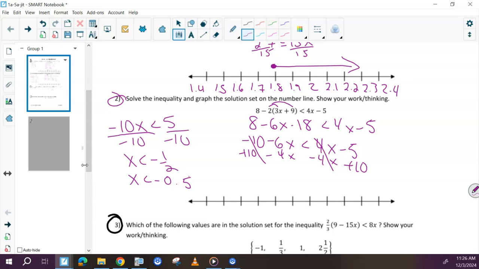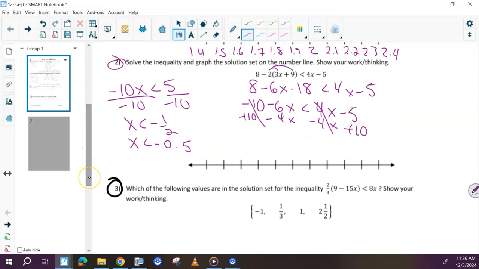So again, you can put these however you want. Let's say I was just using whole numbers. -2, -1, 0, 1, 2, 3, 4, 5, 6, 7, 8. You could have also used fractions, decimals, however. -0.5 would be in between 0 and -1, so somewhere here. So that would be an open circle going to the left. Questions on that one?